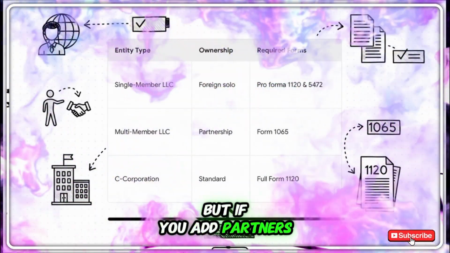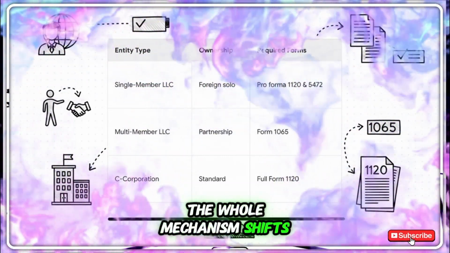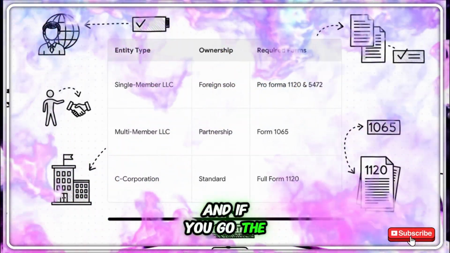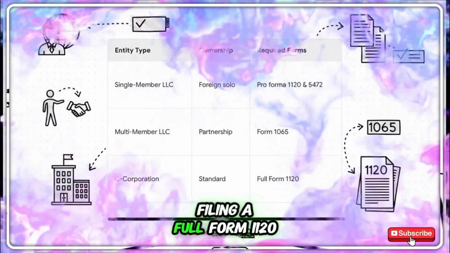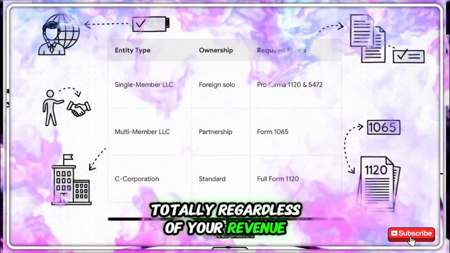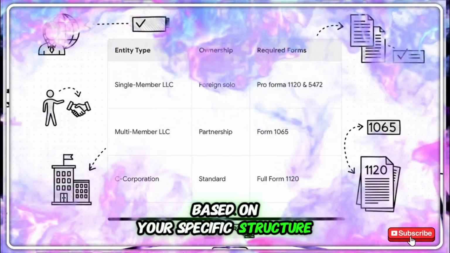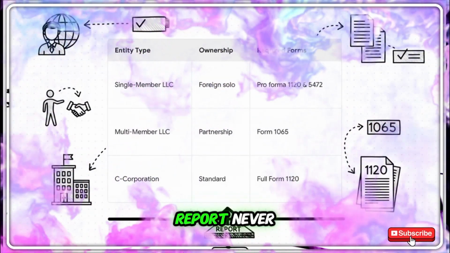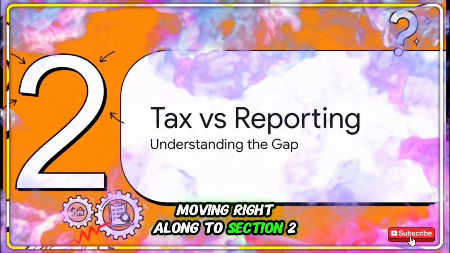But if you add partners and become a multi-member LLC, the whole mechanism shifts, and you have to file Form 1065 instead. And if you go the route of establishing a C corporation, well, you are locked into filing a full Form 1120, which is always mandatory, totally regardless of your revenue. So while the architecture of your compliance changes based on your specific structure, that core foundation, the fact that you absolutely must report, never ever disappears. Moving right along to Section 2.